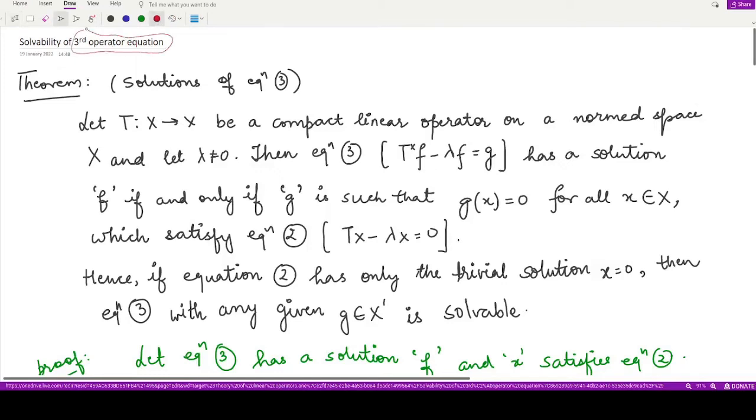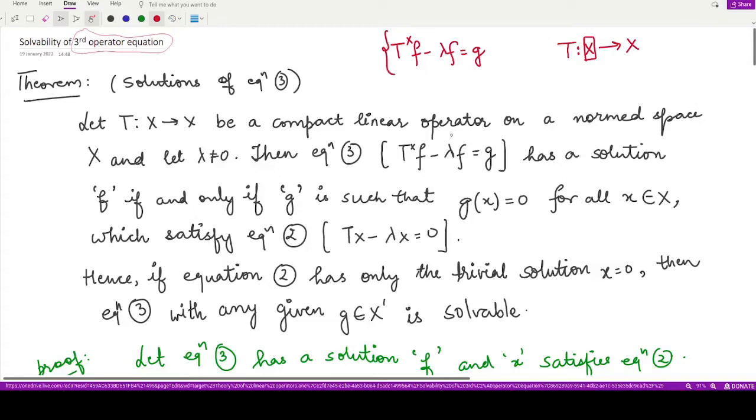If you remember, what was that equation? We have T cross f minus lambda f is equal to g. So this was our third operator equation where T cross is the adjoint corresponding to T, which is what? T is a compact linear operator defined on the normed space X, right? So now we will talk about the solvability of the third operator equation, this one.